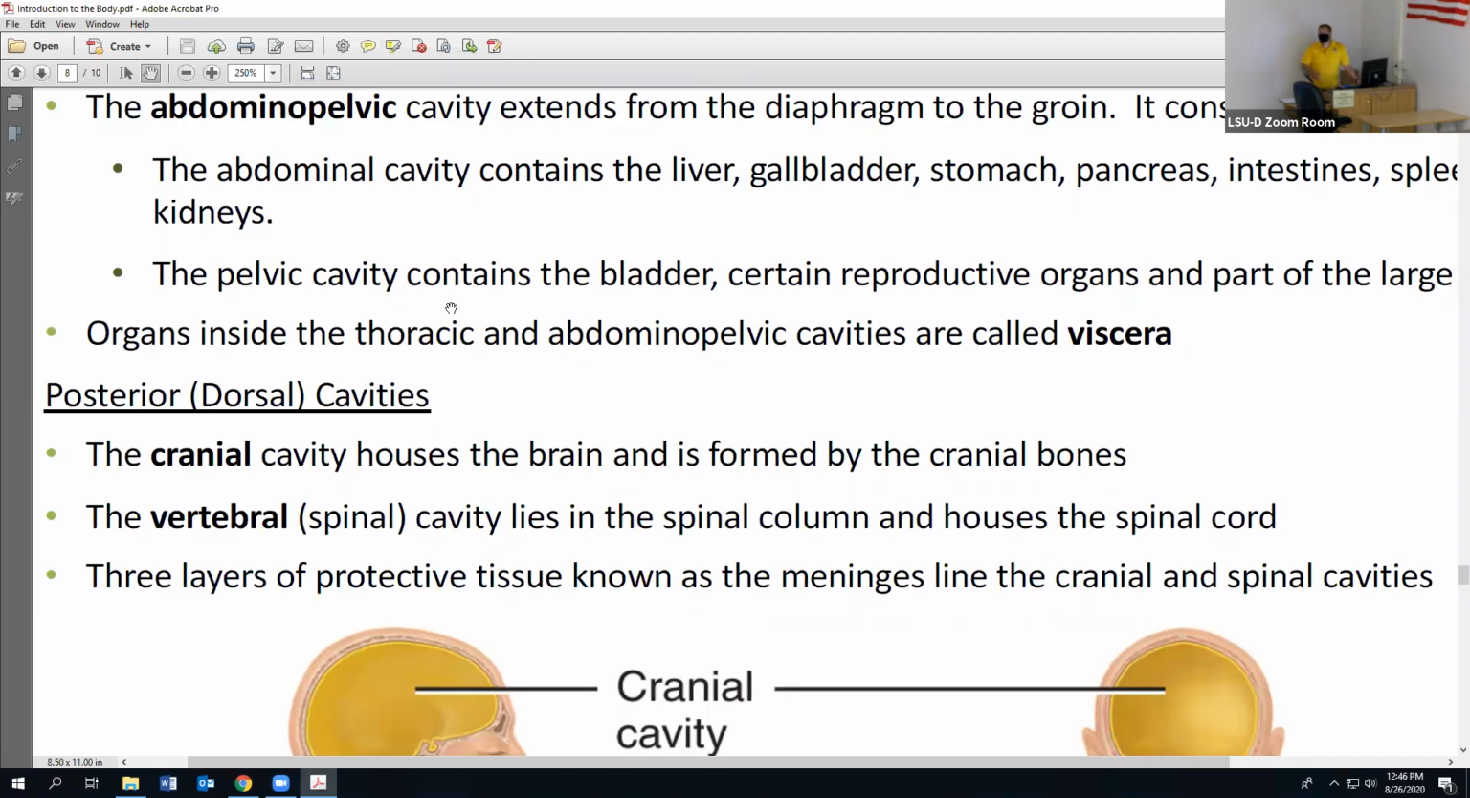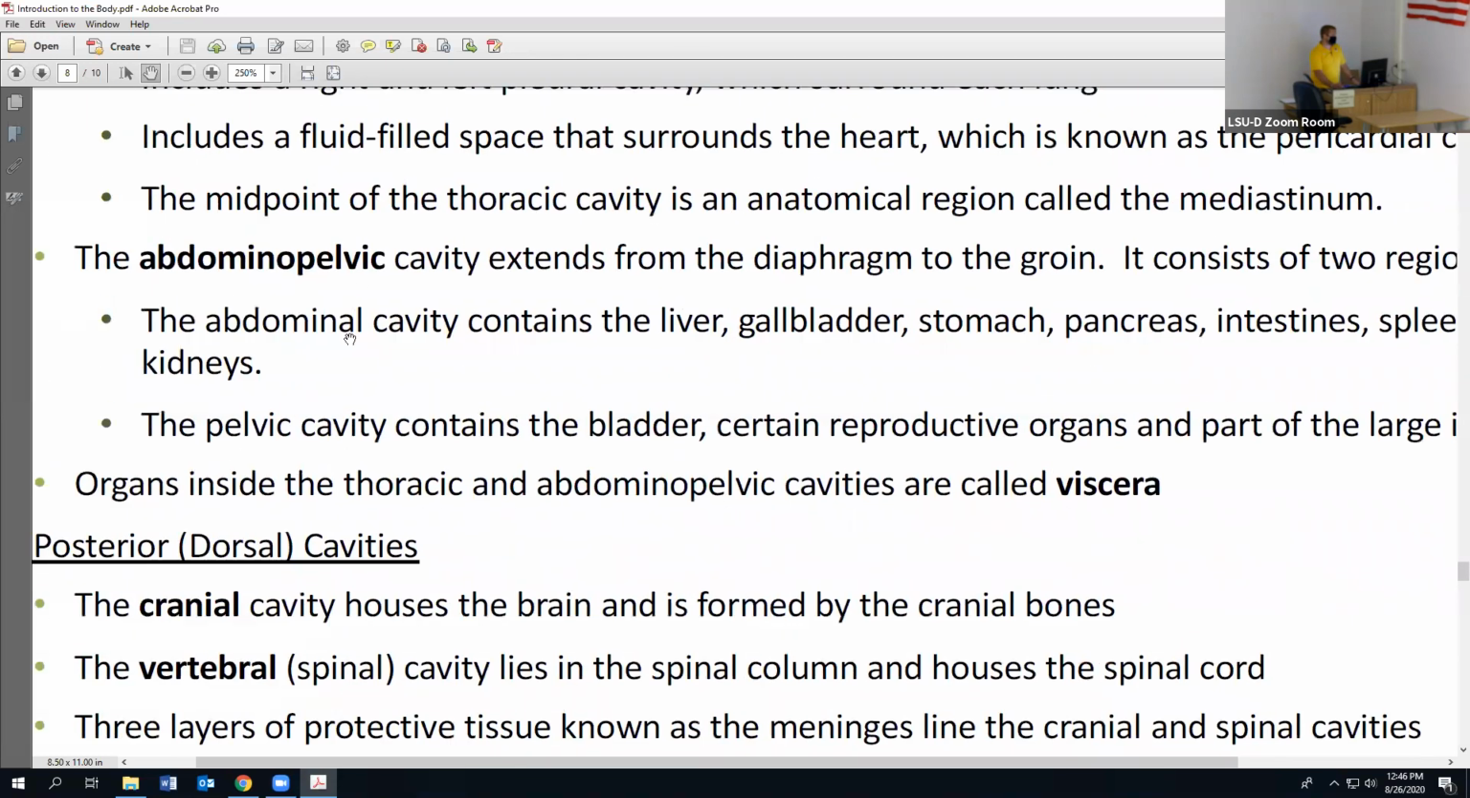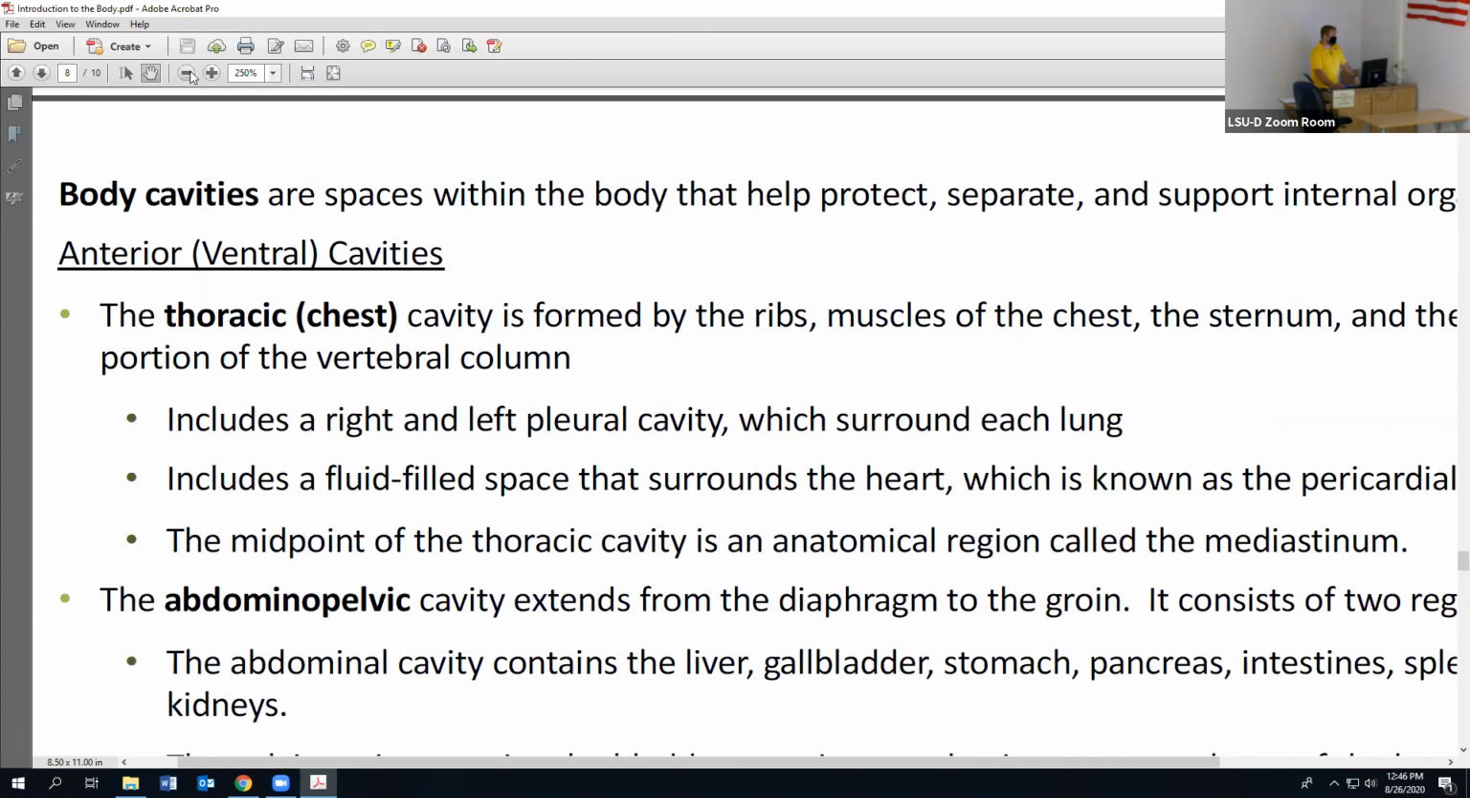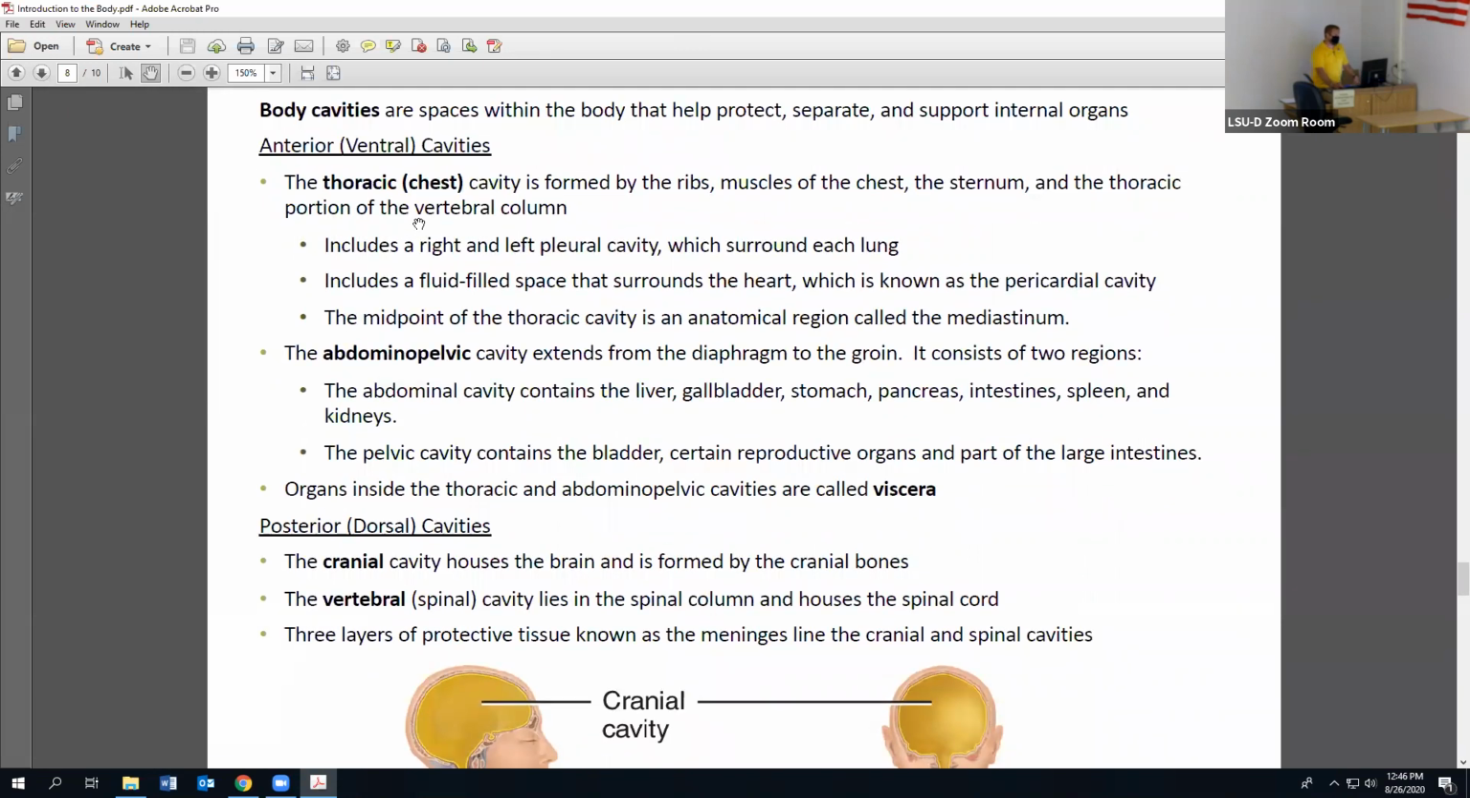Earlier, I talked about how incredibly organized we were by way of those levels of organization. All those organs that we've been talking about are put in places, and that's also another example of how well organized we are and how well put together we are. Most of our organs are found within these body cavities, spaces within the body that protect, separate, and support our internal organs. Now, there's two categories for these cavities: anterior or ventral, which means that they're towards the front of the body, as we just learned what anterior and ventral mean. And then the two that are posterior or dorsal, which are closer to the back of the body.